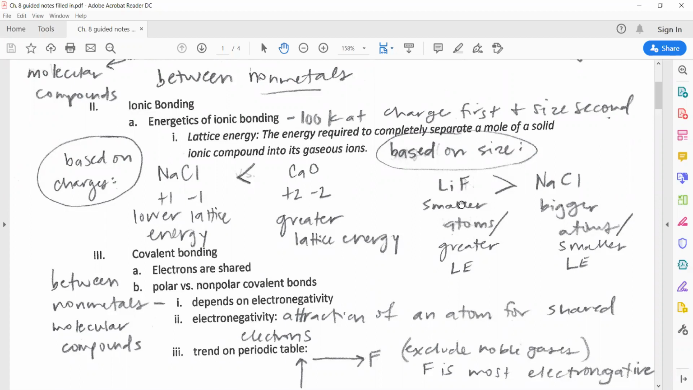It's harder to pull two small atoms apart because their protons and their electrons are all very close to each other. The bigger atoms are easier to pry apart because there's more distance between the protons and the outermost electrons.